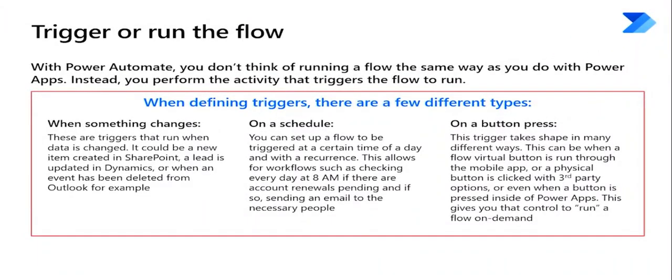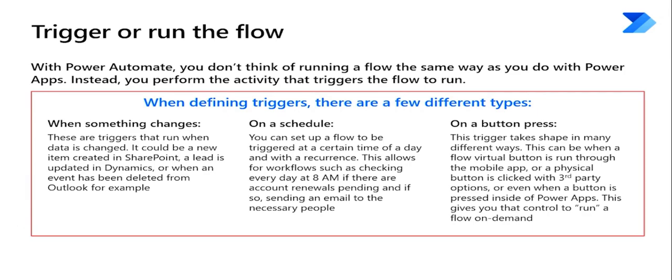Here, we want to consider the different types of triggers. First, we have a trigger of when something changes. Just like it sounds, these are going to run when your data is changed. Now, it could be a new item created in SharePoint, or if a lead is updated in Dynamics, or when an event has been deleted from Outlook, for example.